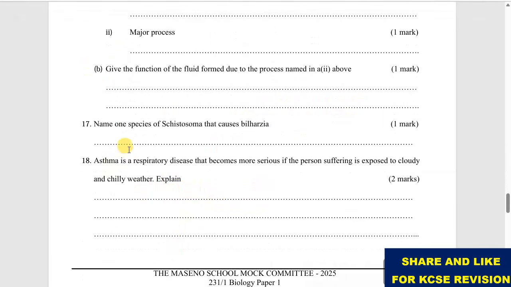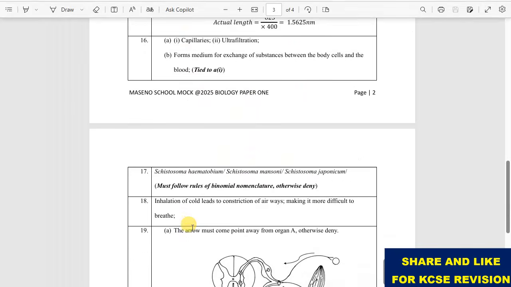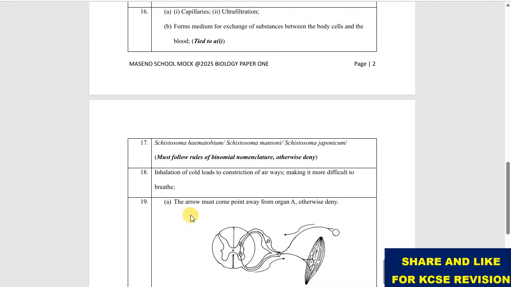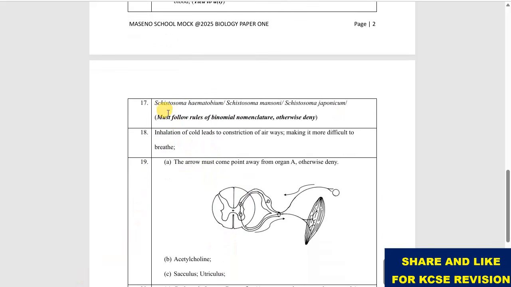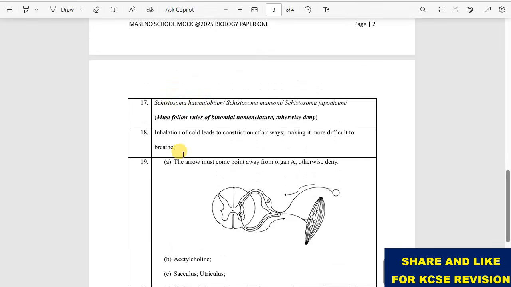Number 17. Name one species of Schistosoma that causes bilharzia. That one is called Schistosoma haematobium or Schistosoma mansoni or Schistosoma japonicum. You must follow the rules of binomial nomenclature, otherwise you lose the marks. The first word must start with a capital, the second one must be small.